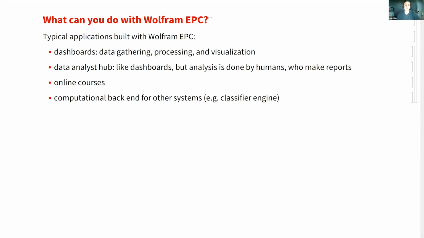Online courses are a big one the EPC can be used for, and another use case is really just an API server. I just need to do a lot of computation in response to web requests. An example could be a classifier. I'm throwing a bunch of images at this EPC, and it's telling me how many oranges are in that tree, how many nickels are on this tray, or something like that.